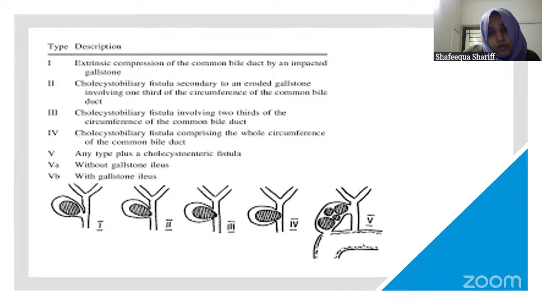In this one, two thirds of the circumference of the common bile duct has been involved. And in this one, the whole circumference of the bile duct has been involved in the cholecystobiliary fistula. Here, any type plus a cholecystoenteric fistula.